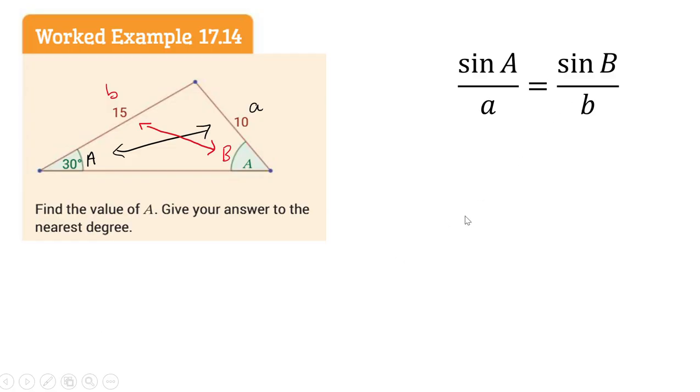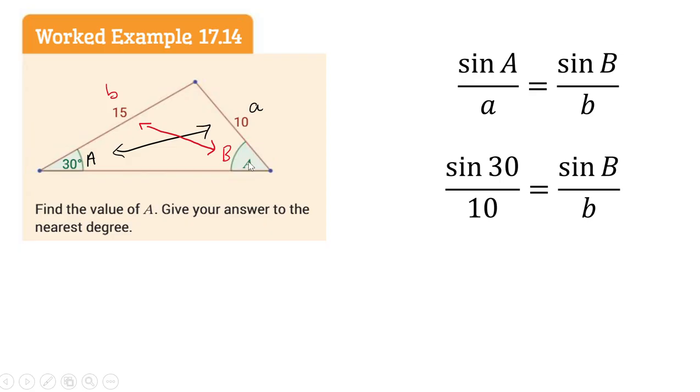Then we're going to start filling in. So sine of 30 over small a, which is 10. And here we've got sine of the angle A, a bit confusing but not too bad, over 15. That's filling in all the things there. Notice again, the 30 is opposite the 10, so it's sine of 30 over 10. And there's the big angle A, which is opposite the 15, so that's sine of A over 15.